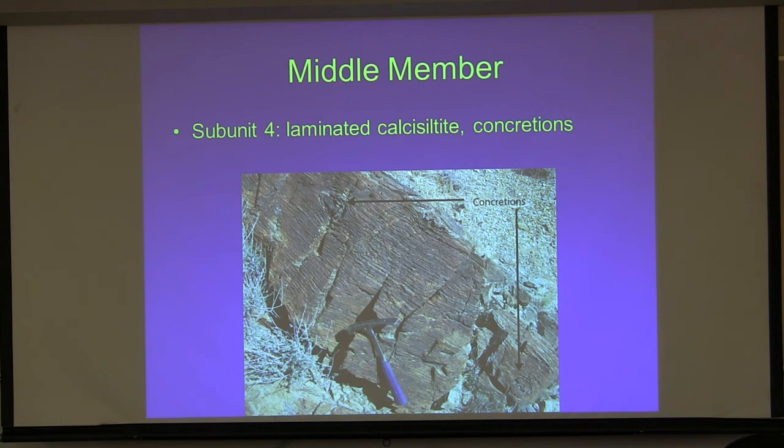Subunit 4, we're back to the laminated chalcocyltite with limestone concretions. In subunit 4, the concretions were often formed around rip-up clasts. You can see a little tiny clast in the middle of this concretion on the bottom here.